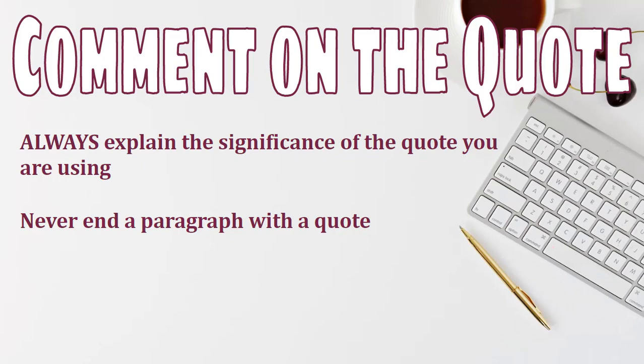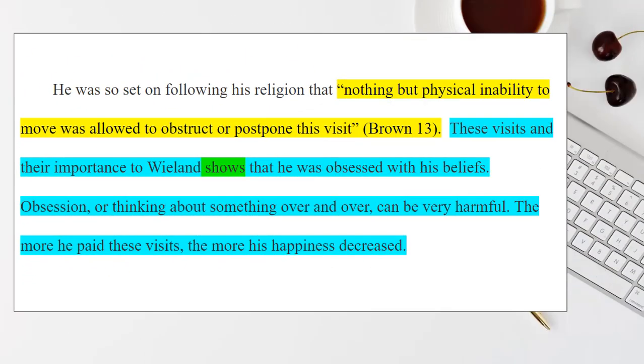You need to connect it back to your topic sentence and your thesis statement, because it's support for your argument. So here's an example of what I mean here. In yellow, you have the quotes, and in blue, you're going to see the comment on the quote. So this student said he was so set on following his religion that nothing but physical inability to move was allowed to obstruct or postpone this visit. These visits and their importance to Wieland shows that he was obsessed with his beliefs.